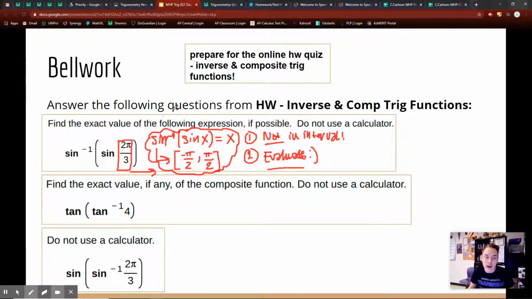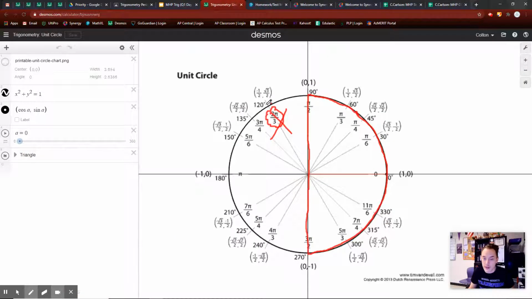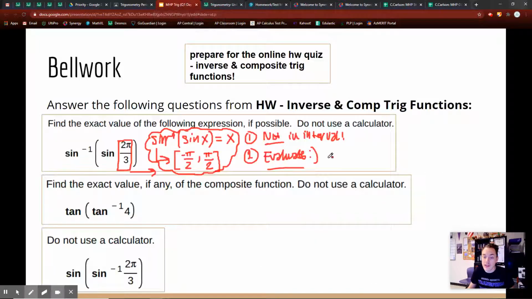Well, we know 2 pi over 3 is 120 degrees, and so we're actually going to figure out what this is. So it's radical 3 over 2, right? Radical 3 over 2, because this is the y coordinate, and we know that y equals sine of theta. So that's what I mean by evaluate it.